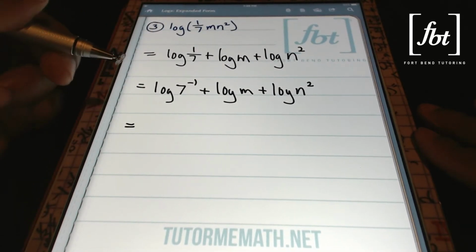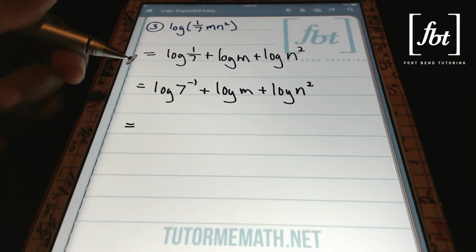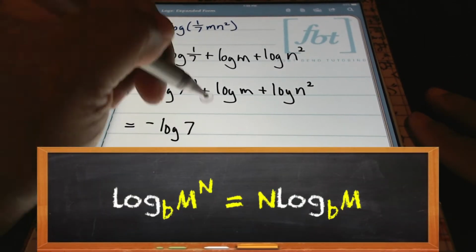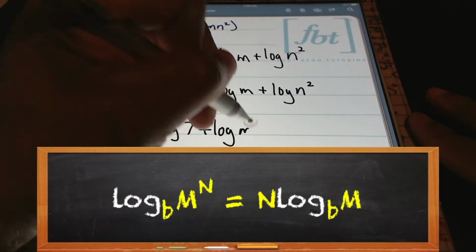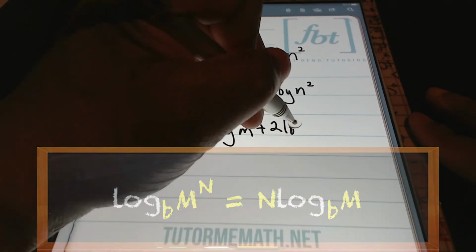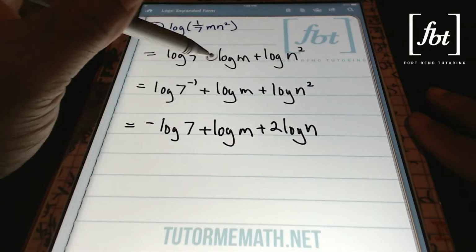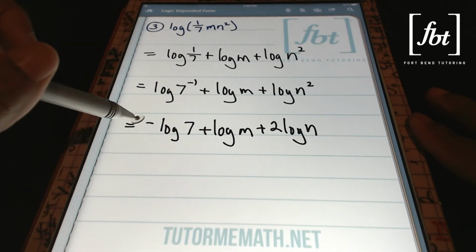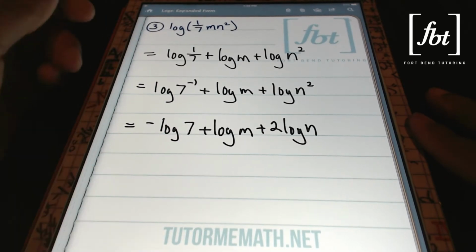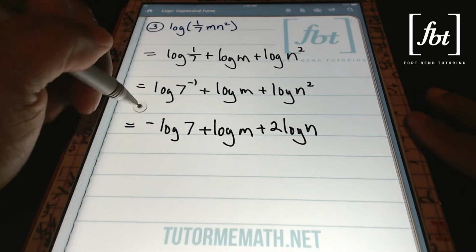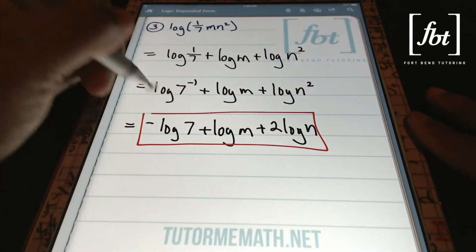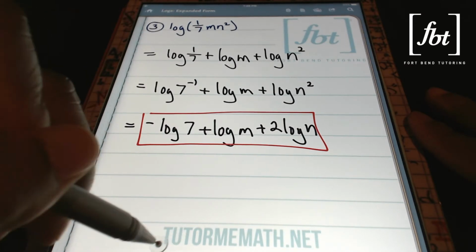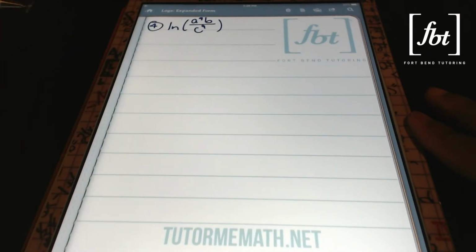Then all of our exponents that are not 1 will become coefficients in front of the terms. So that means I can rewrite the first term as negative log 7 plus log m plus 2 log n. Notice that I'm using the power rule in this last step here, where I'm able to bring those exponents as coefficients in front of the term. So this is our final result here for problem number 3. And of course, we will be red boxing it just like that for problem number 3. Continuing on with problem number 4.